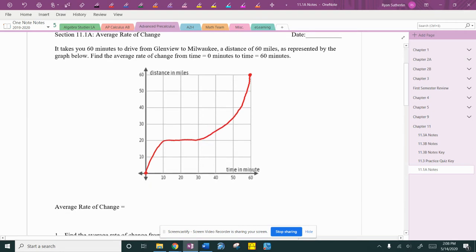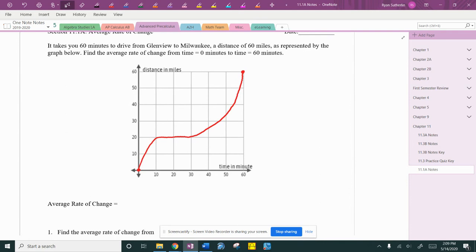So average rate of change is simply the slope. We think of it as change in y over the change in the x value. Sometimes this is referred to as delta y over delta x. When we talk about these problems, average rate of change really represents the rate of change, which is the velocity.